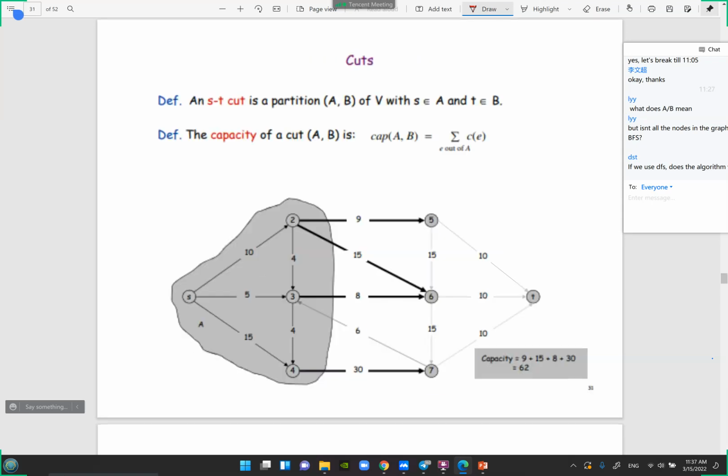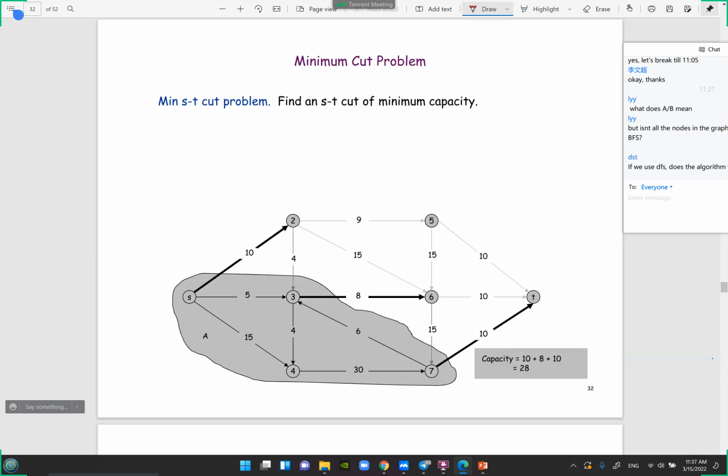Now the minimum cut problem is that we want to find a cut which has the minimum capacity. For example, the previous cut has a capacity of 62. But if you look at this new cut, the capacity is just the sum of these black edges over here, because these are the only edges which go from A to B. They have a total capacity of 28. It turns out that, out of all of the possible cuts in this graph, the one that has the minimum capacity is this one, with capacity 28. So the min ST cut problem is to find this minimum cut.